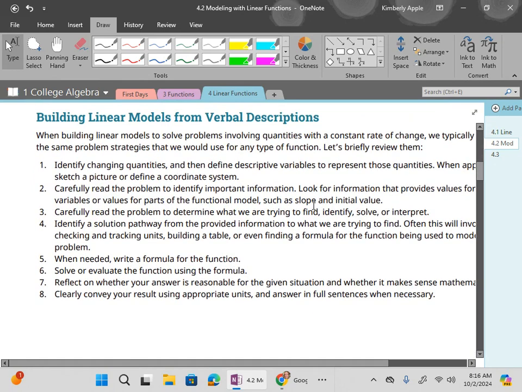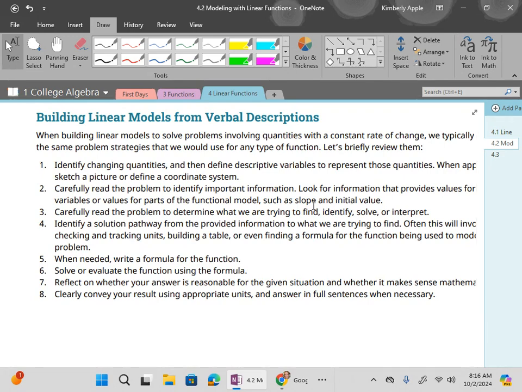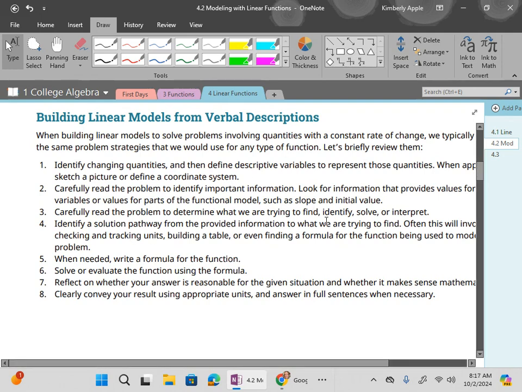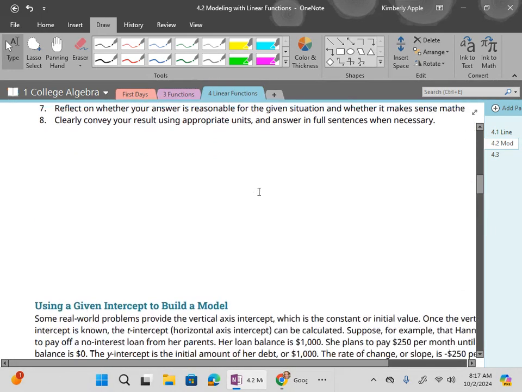Here are a lot of words that describe exactly what I just told you. Notice in number 1, we identified the two changing quantities, time and money remaining. I defined a descriptive variable, M and T. I carefully read the problem, found the slope or the rate of change and the initial value. Then I read it again and I'm like, what are we even trying to figure out here? And then we just continued in this process. So if you need a reminder, here is a reference for you from the textbook.